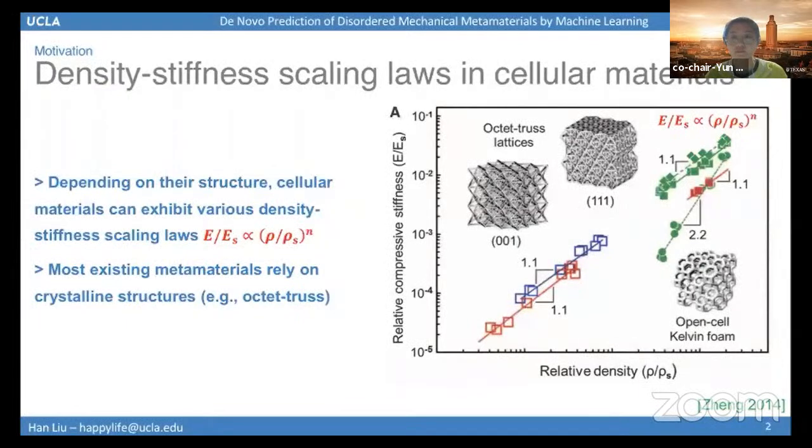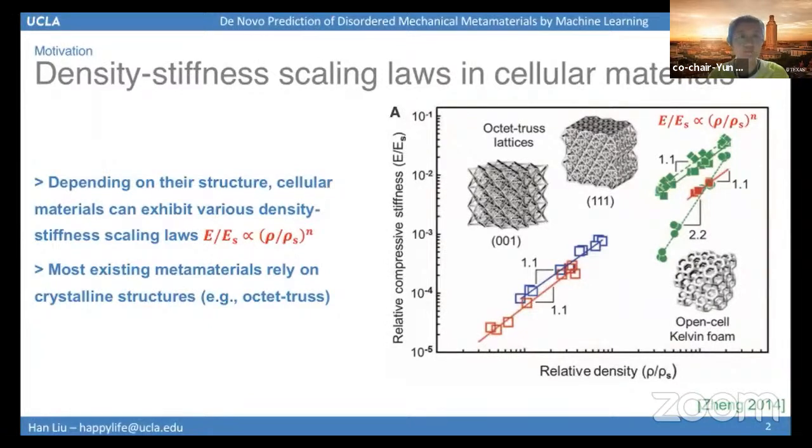The first question is, what is mechanical metamaterial? We usually use this term to highlight the materials exhibiting exceptional mechanical properties. One example is light yet stiff cellular materials. Depending on their structure, cellular materials can exhibit various density stiffness scaling laws. As illustrated in this figure, the Young's modulus decreases upon decreasing density and shows a power law dependence on its density, where the density stiffness scaling exponent n depends on the structural pattern. In practice, a small exponent structure such as octet truss permits preparing light yet stiff materials.